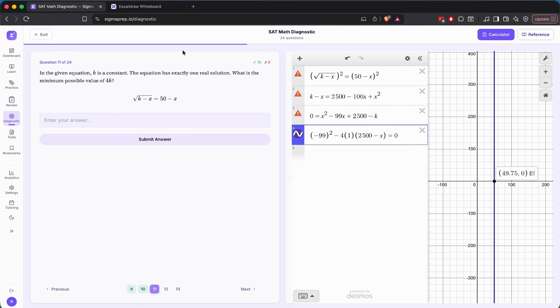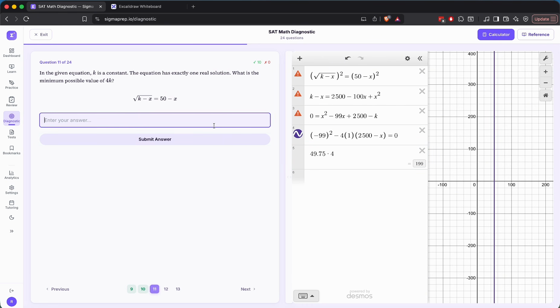Now, always make sure you reread the very last part of a question. A lot of people will get that far and still get it wrong because they'll get too excited and enter that in. But what did the question want? What is 4k? So we're going to take 49.75 and multiply that by 4. There's our answer. So make sure you always glance at the very last bit of the question, okay?